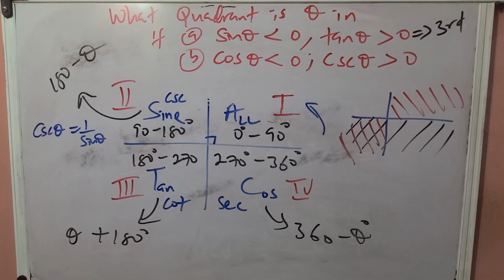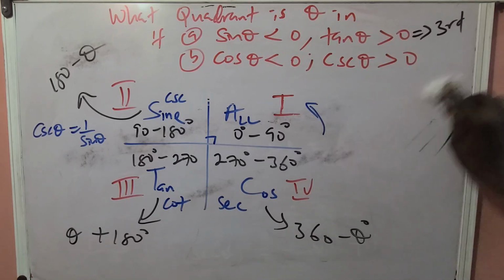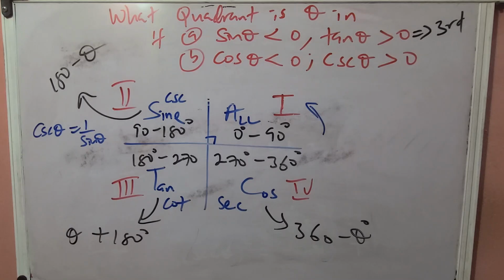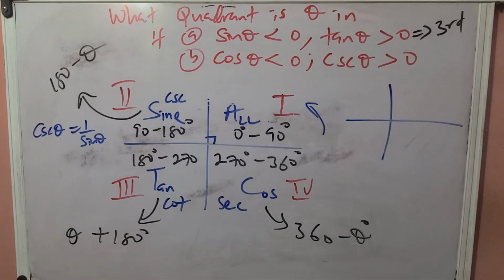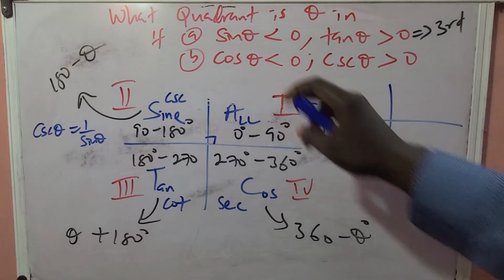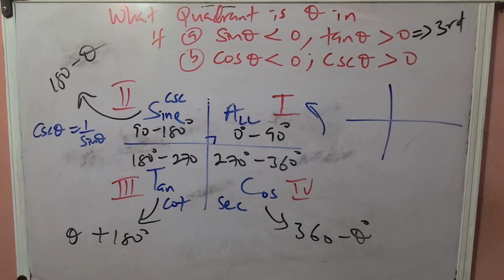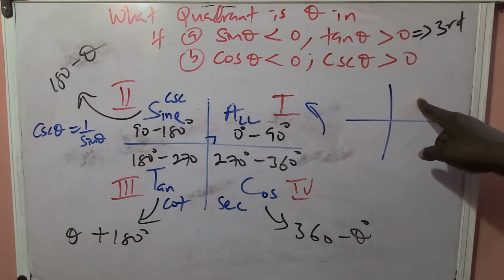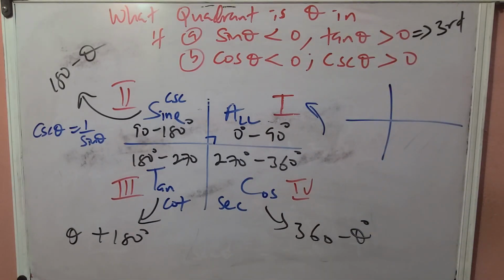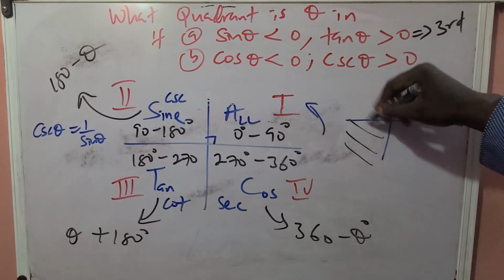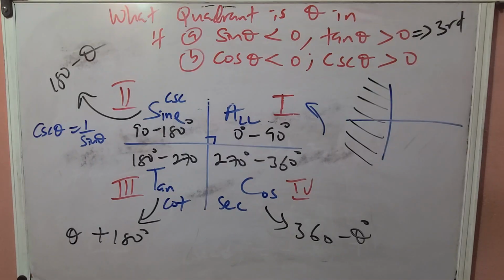Now let's examine question B. We have cos theta being negative, less than 0, so we have to look for where cos is negative. We know that cos is positive in quadrant 1 and quadrant 4. So this gives us quadrant 2 and quadrant 3 as the only quadrants where cos is negative.